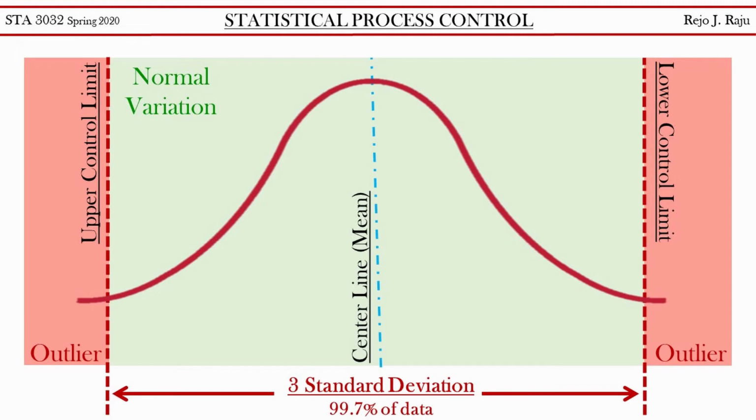99.74% of all your data is expected to lie between the upper and lower control limits. Therefore, if any data falls outside your control limits, you can easily notice that something is wrong and quickly reassess the situation.